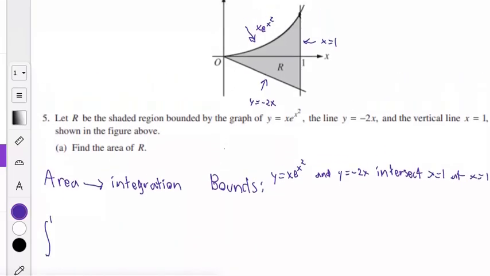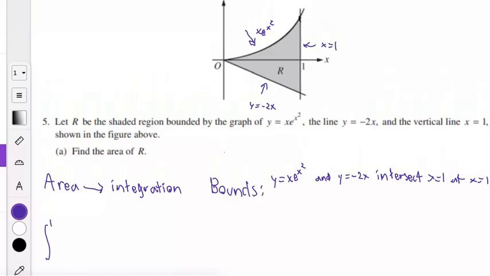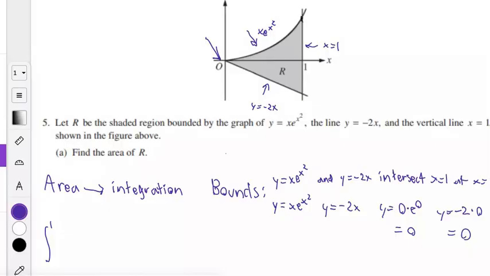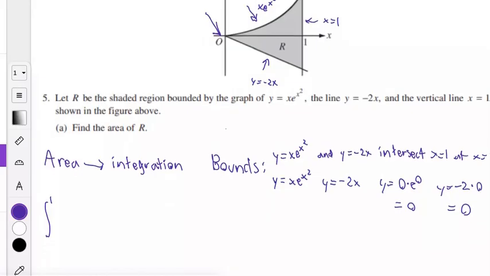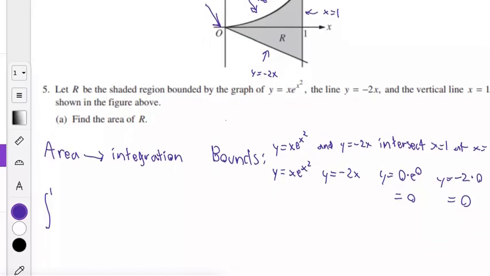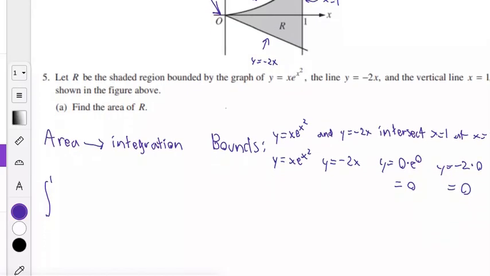Next, we have to find our bottom bound. So we can see right here, it looks like xe to the x squared and y equals negative 2x intersect at the origin. However, it doesn't tell us in the question anywhere that they do intersect at the origin. So I'm going to check that they do by plugging in x equals 0 into both equations. Both give you 0 when you plug in 0, so they do in fact intersect at the origin. This means that our bottom bound of the integral will be 0.